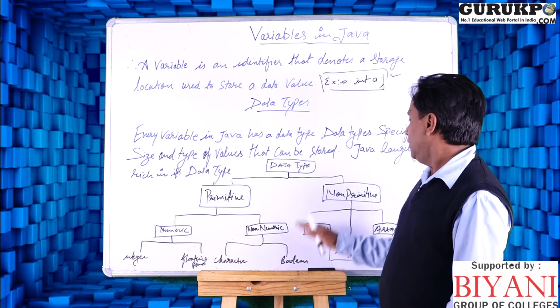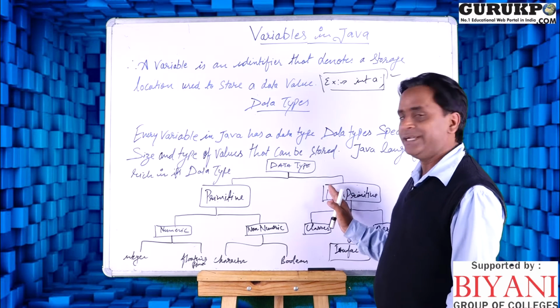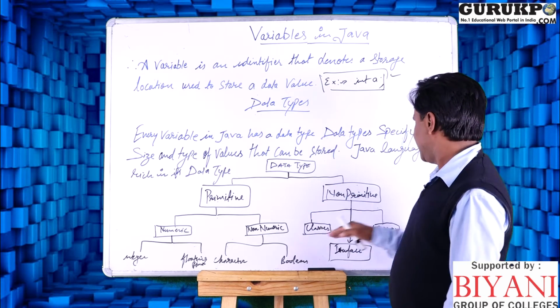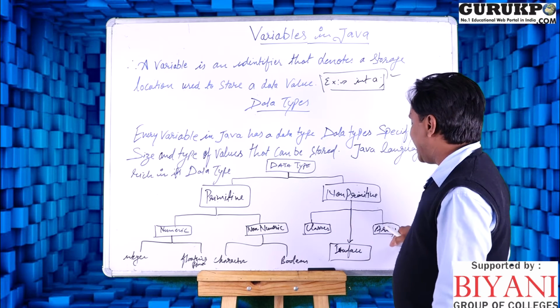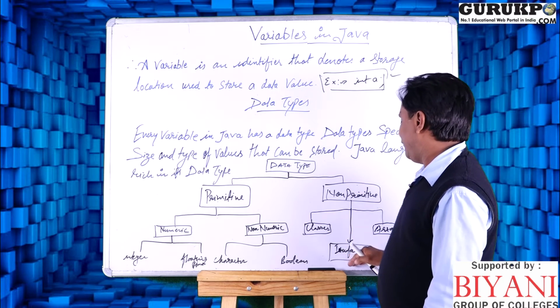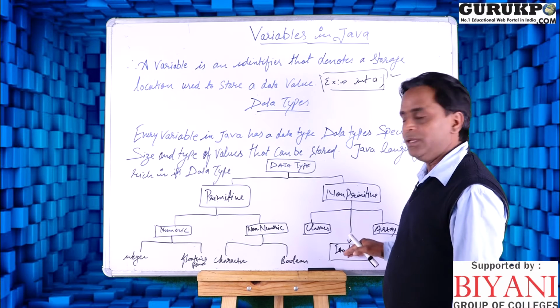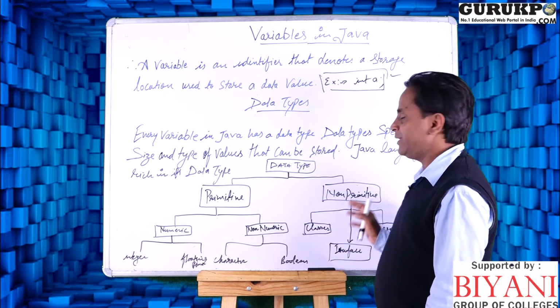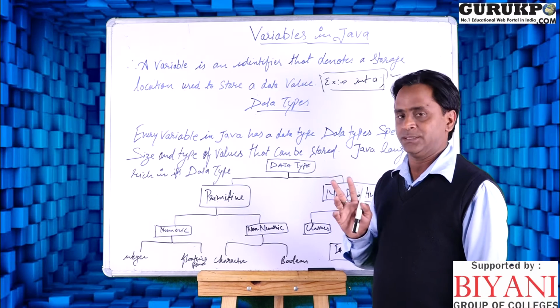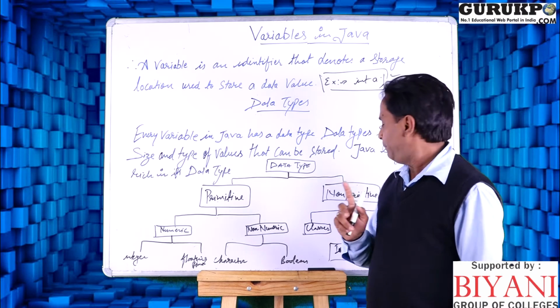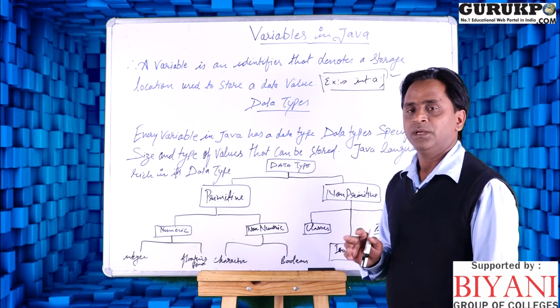Then we come to non-primitive data types. Non-primitive data types are classes, arrays and interfaces. Interfaces are a different thing, and classes and arrays are also divided into two parts, and interfaces are a single non-primitive data type.